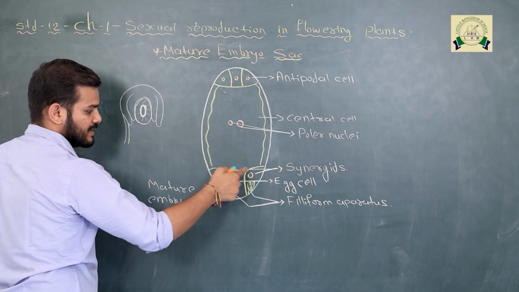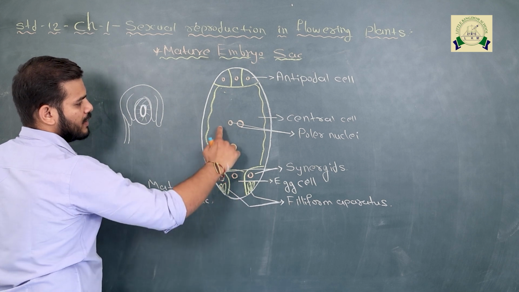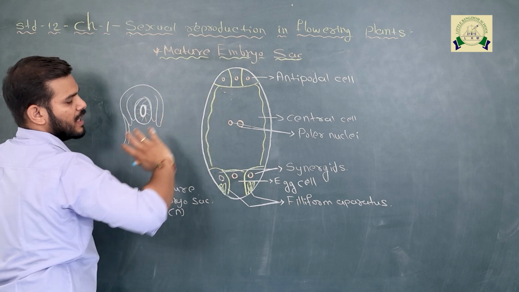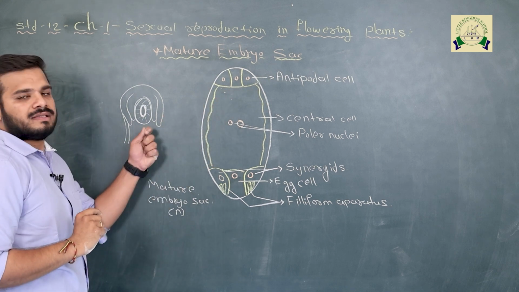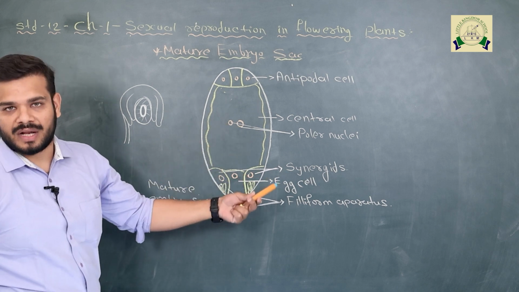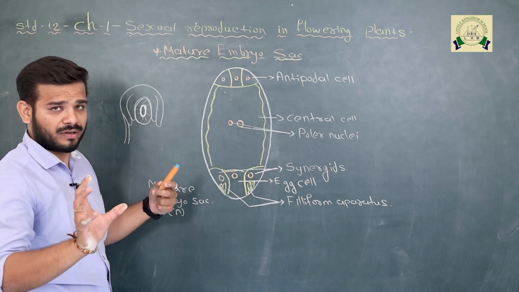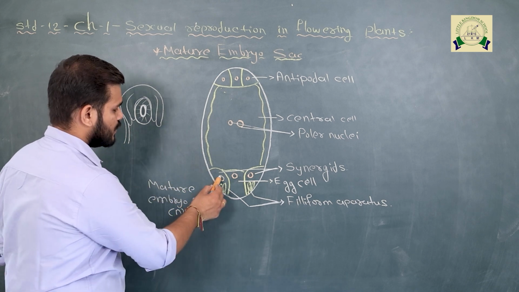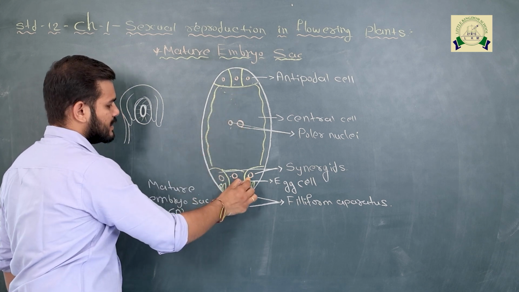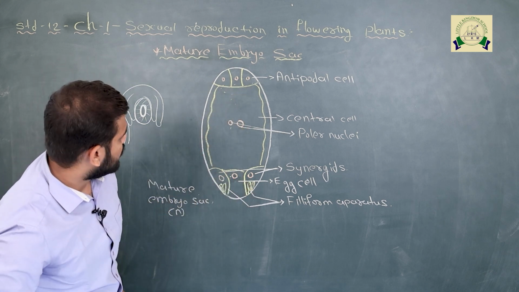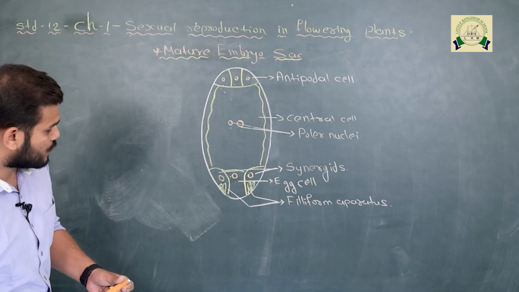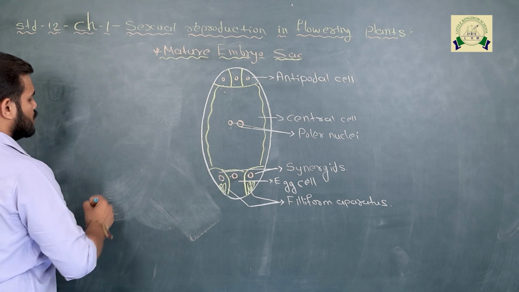That means synergids are haploid, egg cell is haploid, this polar nuclei, that means the centrally located cell, is haploid, and antipodals are also haploid. Now let's take a look at the ovule with the mature embryo sac, how it looks. Clear? And yes, remember the particular number of cells and number of nuclei: 8 nuclei, 7 cells. Clear? Now let's see the structure of ovule in large view, so you can understand how this embryo sac is present.